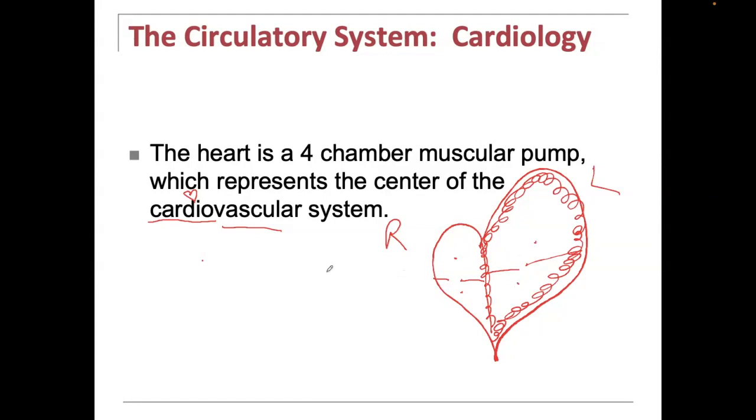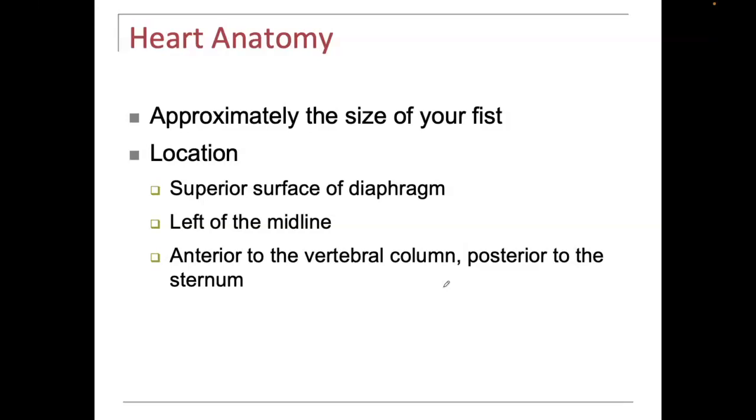The upper chambers are called atria, or atrium, and the bottom chambers are called ventricles. Atrium, ventricles. One, two, three, four. The right-hand side is not quite as large. The left-hand side is much larger and thicker than the right, and we will get into the understanding of why that is. Let's look at where the heart is located first.